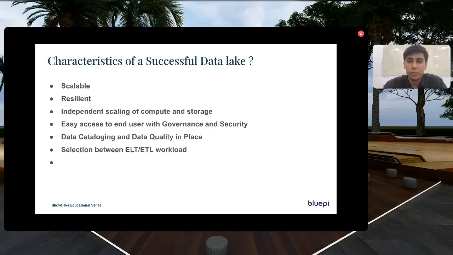So if you are going to make a data lake architecture, this is a must have. Another point is data cataloging and data quality in place. What are these two terms? By data cataloging, I mean, let's say not even petabytes. Let's say you have 100 GB of data. Now, let's say you have 50 tables.